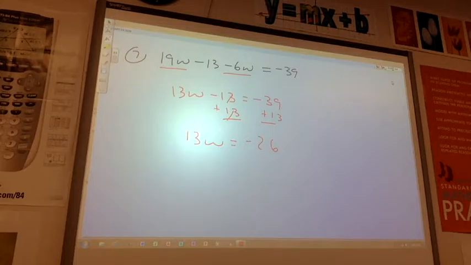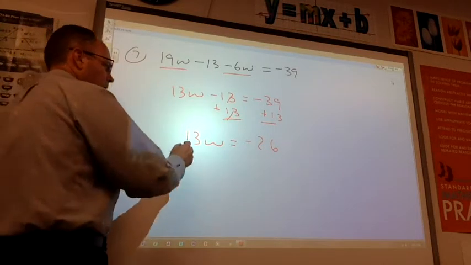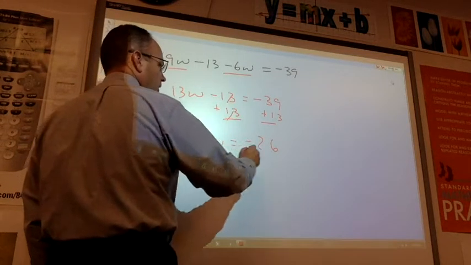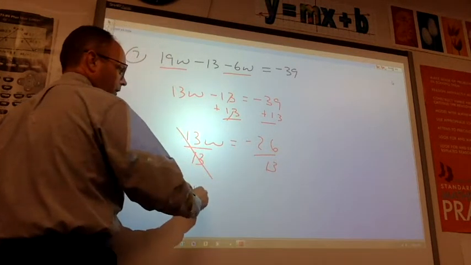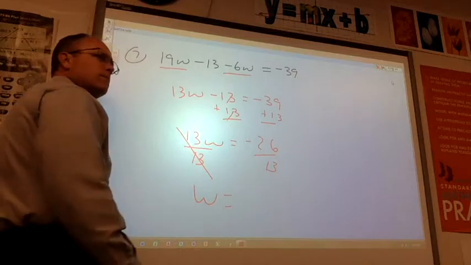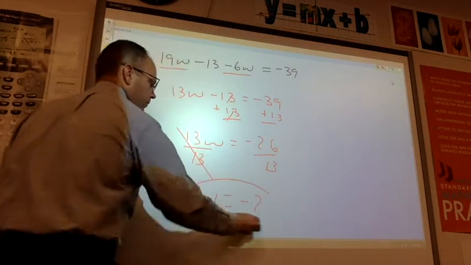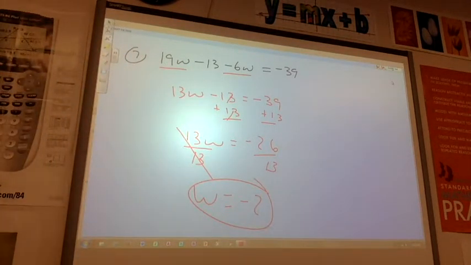How are 13 and W being held together? Multiplication. So what? Division. So I'm going to divide each side by 13. Awesome. So I get W is equal to, help me out. Negative 2. Negative 2. All right?